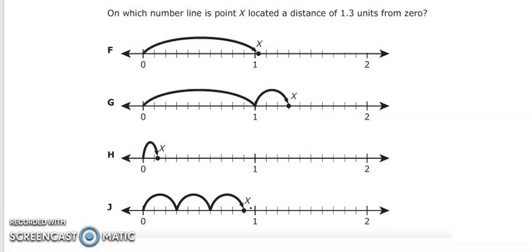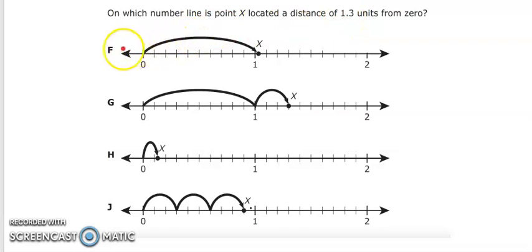So the question says, on which number line is point X located at a distance of 1.3 units from 0? Okay, 1.3 units from 0. All right, so to do this question, students have to understand several things. Number one, they need to understand that this decimal number, this 0.3, is a fraction of a number. They need to understand that 0.3 is a piece of a whole, but it's not a complete whole. They also need to understand that this 1 means one complete whole.